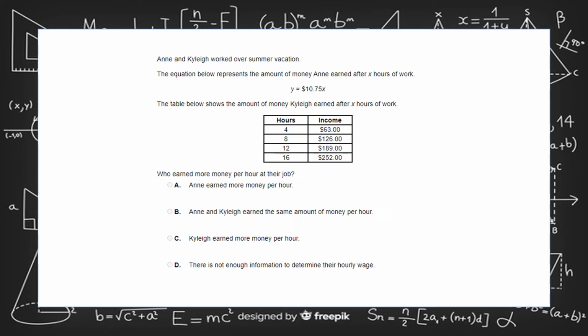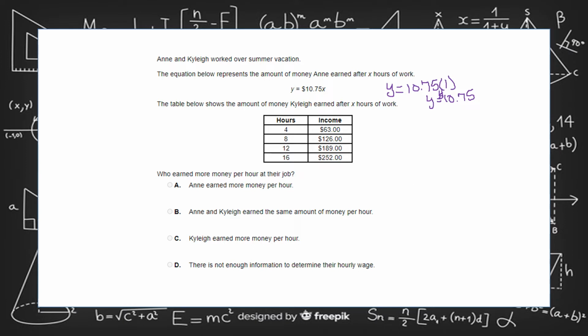Anne and Kylie worked over summer vacation. The equation below represents the amount of money that Anne earned after X hours of work. Okay, so she worked 1 hour. That would mean that she earned $10.75. So that's the unit rate. And she earns $10.75 per hour. So let's look at Kylie's.